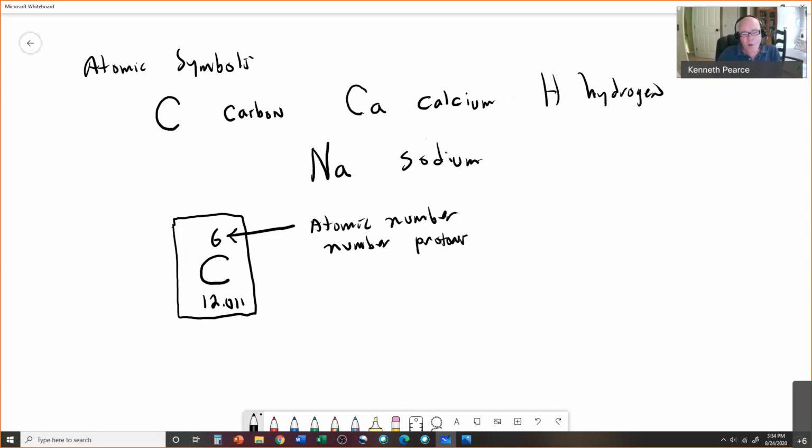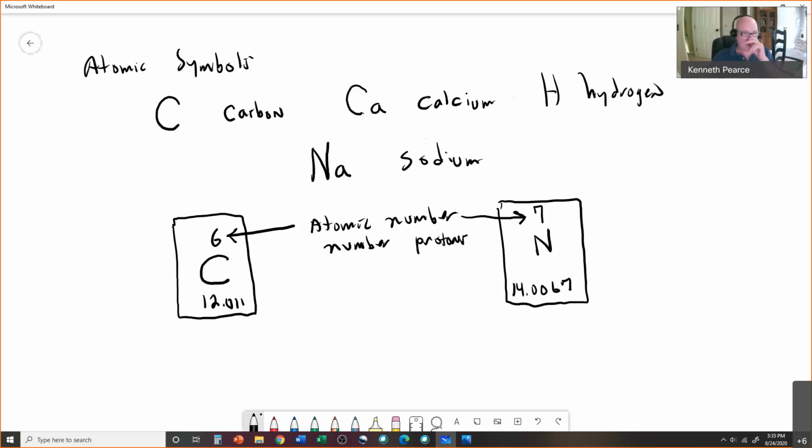Now, all carbon atoms have 6 protons. If it has something other than 6, then it's something different. So we can have, say, nitrogen, which has a number over the top, and it means the number of protons as well. And nitrogen has 7 protons. Or does it? Let me make sure. Hold on. Nitrogen. Yeah, it has seven protons. Don't doubt yourself. And if you look at the periodic table, underneath nitrogen is 14.0067. More on that in a minute.